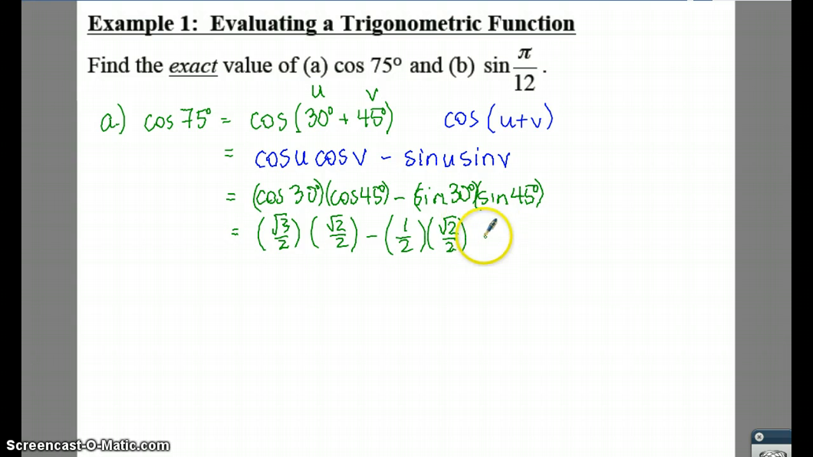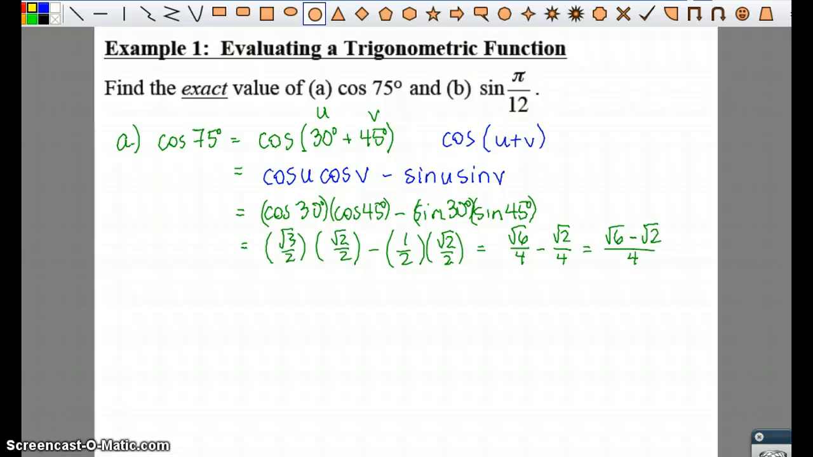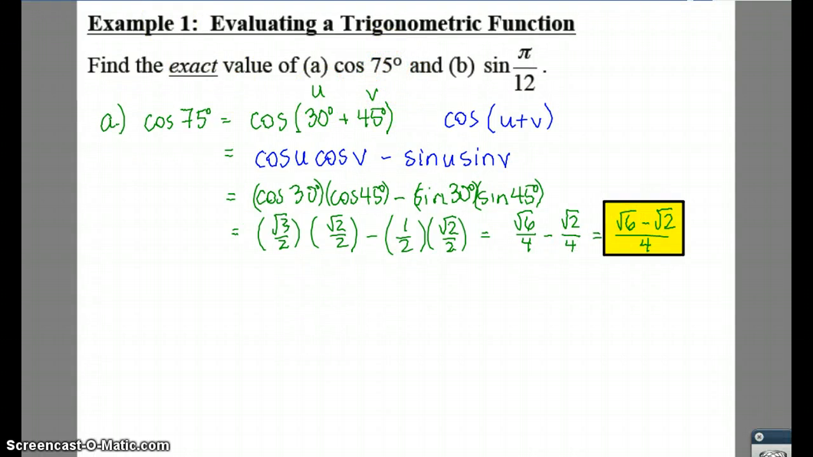So if we simplify this, this just gives us radical 3 times radical 2 is radical 6 over 2 times 2 is 4, minus radical 2 over 4, which you can write as our final answer, over 1 fraction, as radical 6 minus radical 2 all over 4. And so that is how you could use a cosine of u plus v to find the exact value of cosine of 75 degrees.